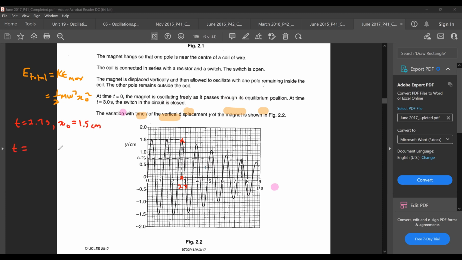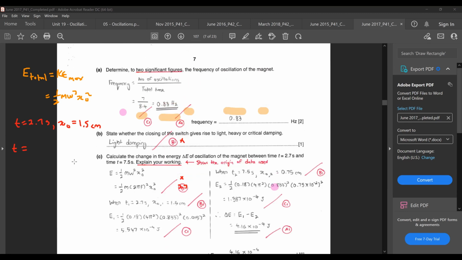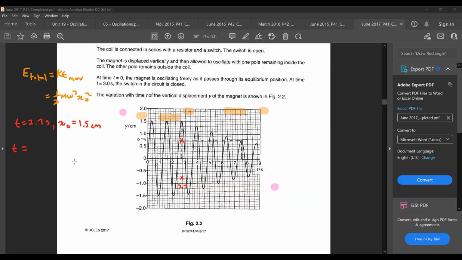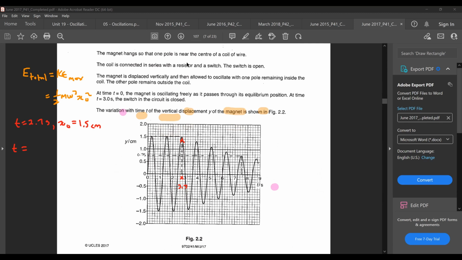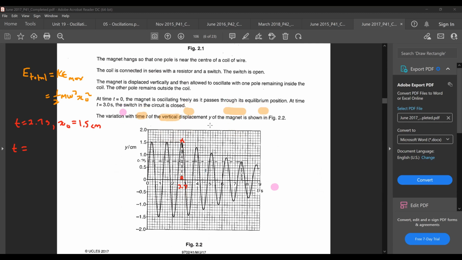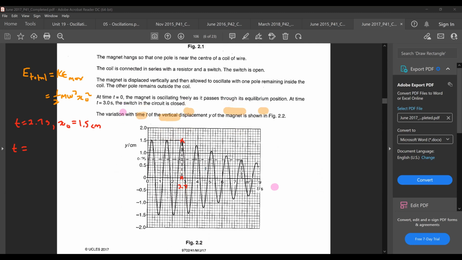At t equals 7.5 seconds, that's the next time that you're interested in. At t equals 7.5 seconds, your amplitude is going to be 0.75 centimeter.